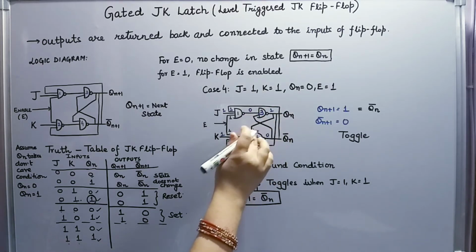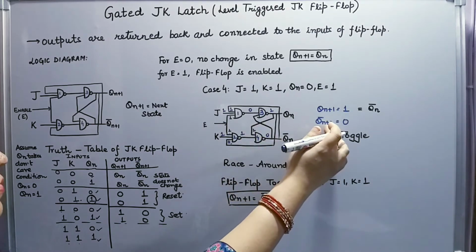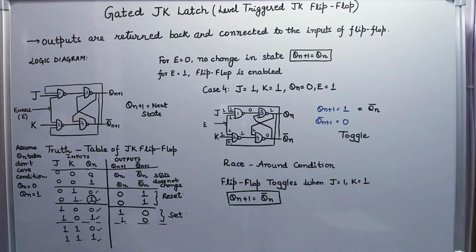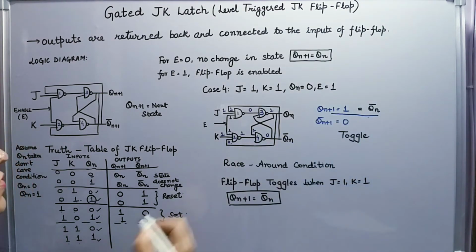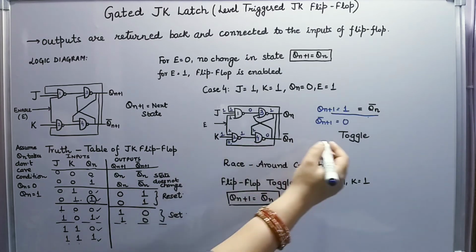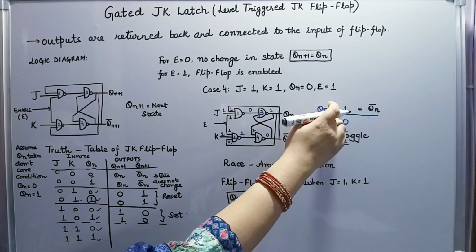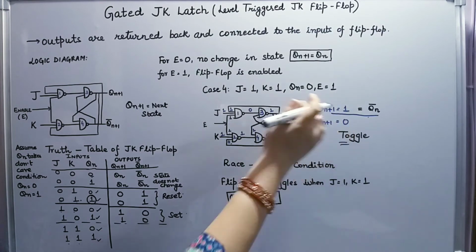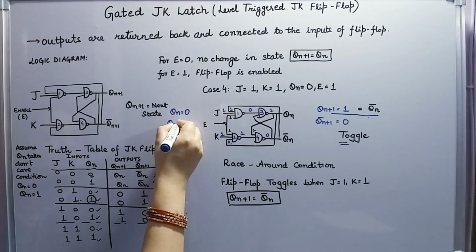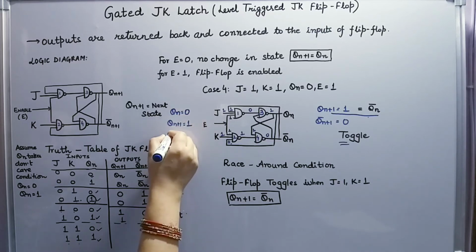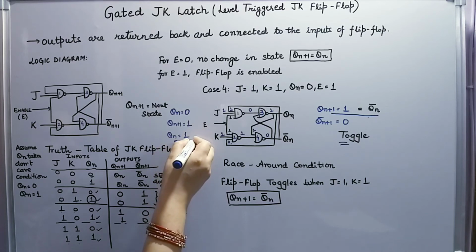As per the truth table of NAND gate, 1 into 1 bar will be equal to 0. So Qn plus 1 bar is equal to 0. Now this says that the next state is complementary of the present state. Under this situation we say that a flip-flop toggles. Toggles means it is always changing the state to complement. If my Qn is equal to 0, my next state will be equal to 1. If my present state is equal to 1, my next state will be equal to 0.